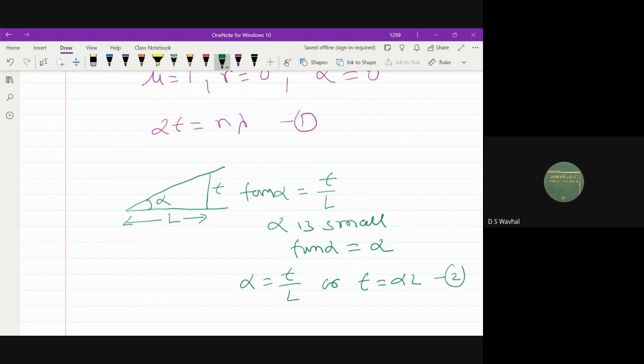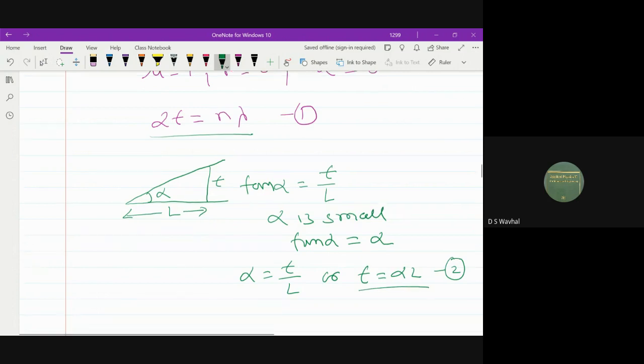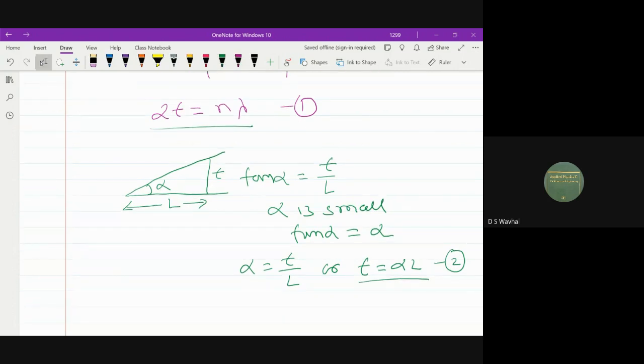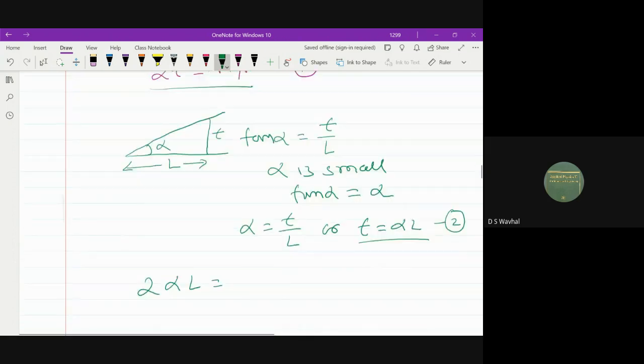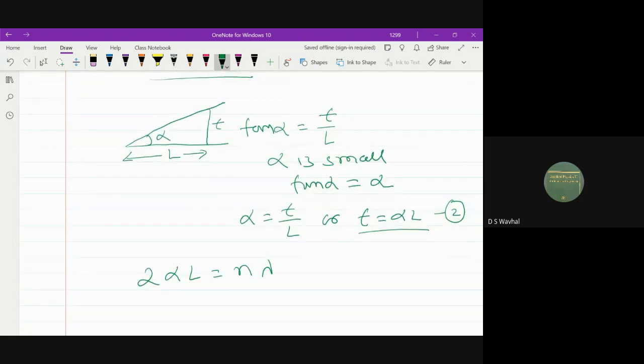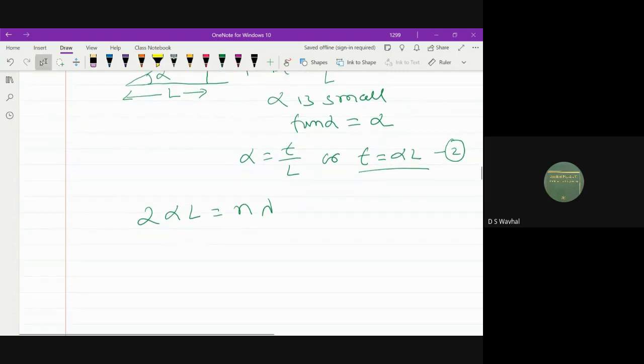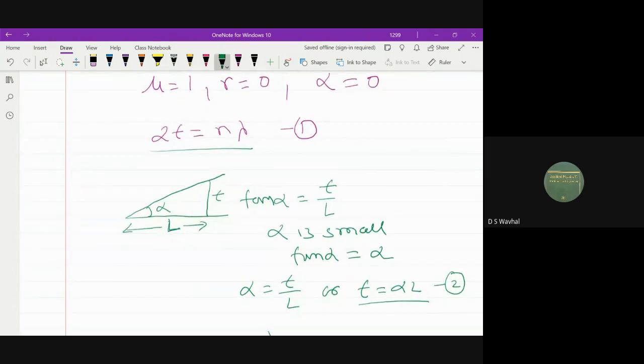This is our equation 2. Equation 1 is 2t is equal to n lambda. Equation 2 is t equals alpha into L. So let us substitute equation 2 in equation 1. So we get 2 alpha L is equal to n lambda. What we have to find is L. So L equals n lambda upon 2 alpha. At what distance will we get the 10th dark ring?